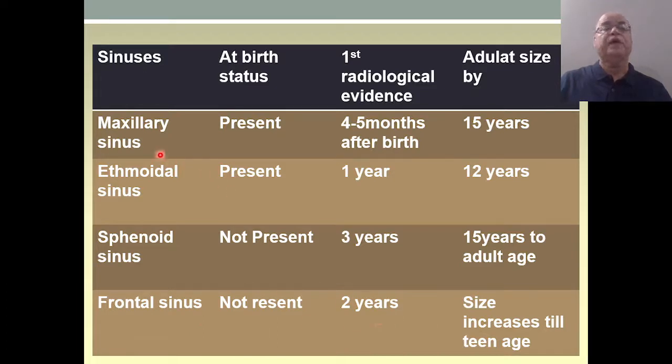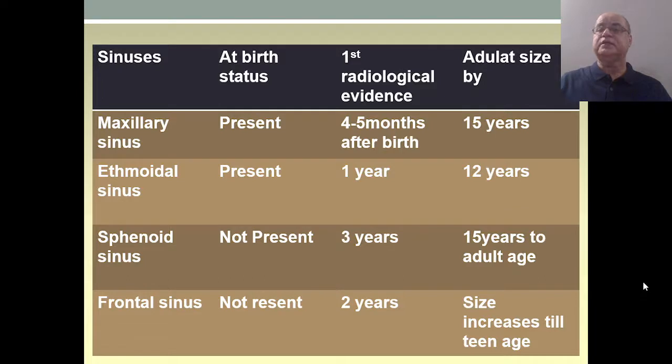Maxillary sinus attains its adult size in the teenage years when secondary dentition has been completed, while the ethmoid sinuses complete early, around 12 years of age. Sphenoid sinuses again in adult age, while the frontal sinuses are the last ones to attain the adult size, in late teenage.